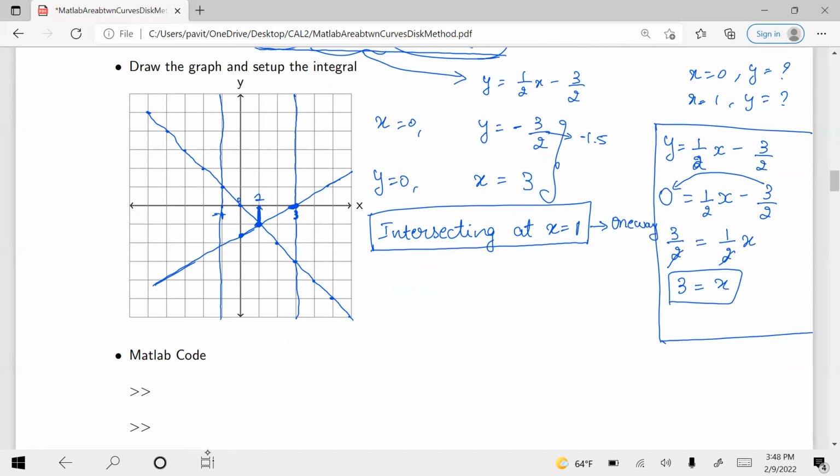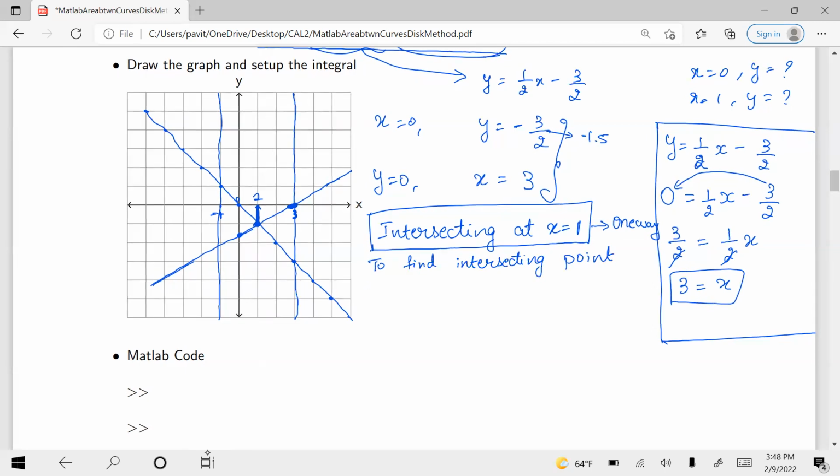Now, this is one way of finding the intersecting point using the graph. Sometimes while you are doing a rough figure, you might not know the exact intersecting point, right? So we need to calculate it. So how do we do that? To find the intersecting point, this is the second way. You have to equate the functions.